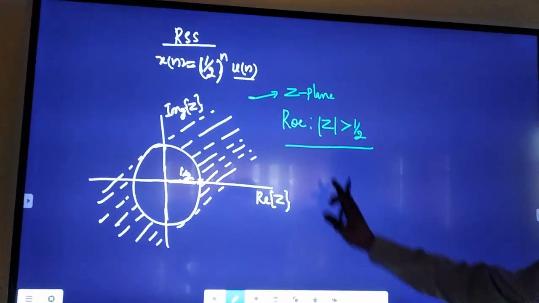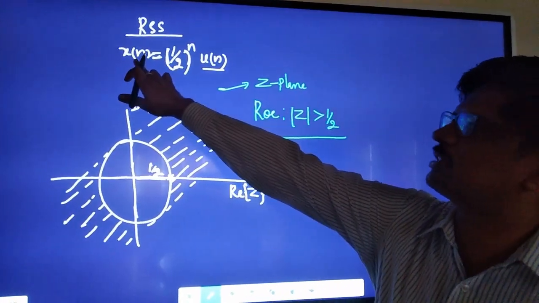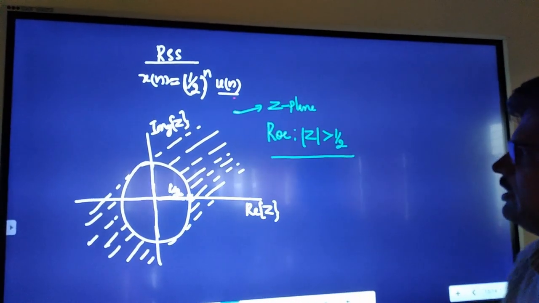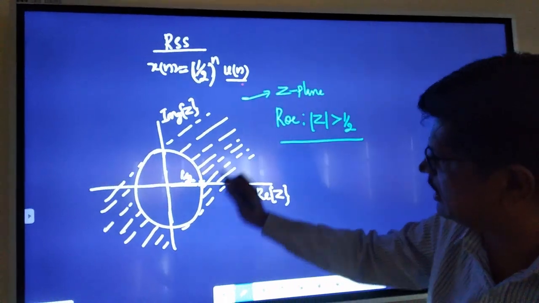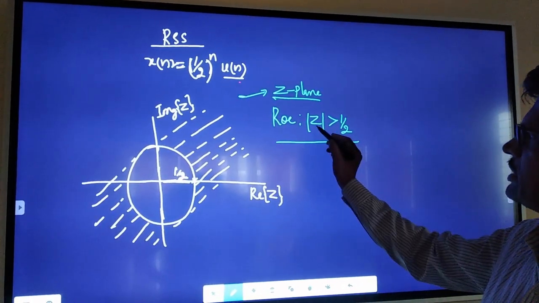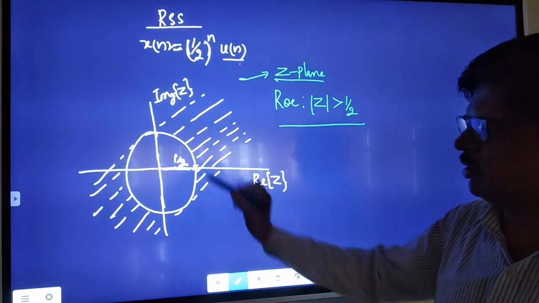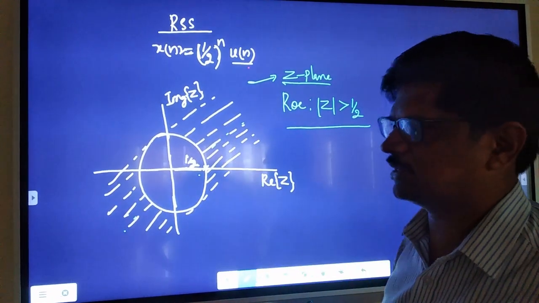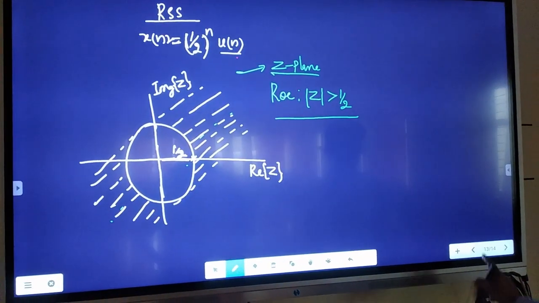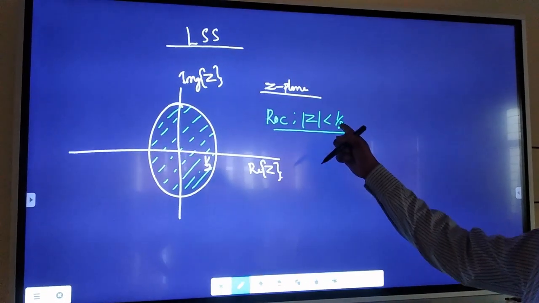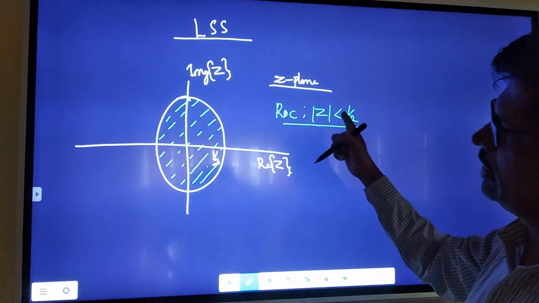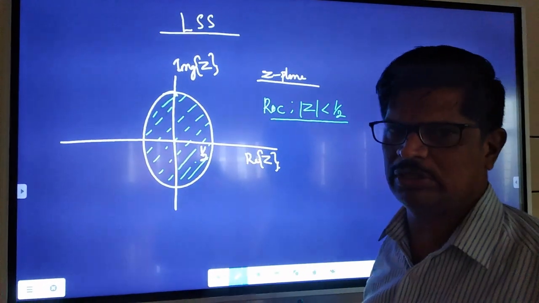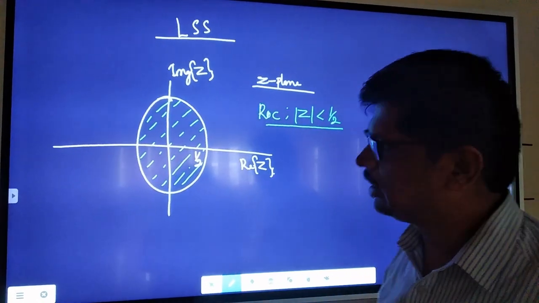See, for example, this is a right-sided sequence. If a simple discrete time sequence x of n is equal to 1 by 2 to the power n into u of n, a right-sided sequence, then the region of convergence in the Z plane exists for the magnitude of z greater than 1 by 2. That means from 1 by 2 onwards, your region of convergence exists. This is for the right-sided sequence. And for the left-sided sequence, similarly, the region of convergence comes inside 1 by 2. This was discussed in the last sessions.